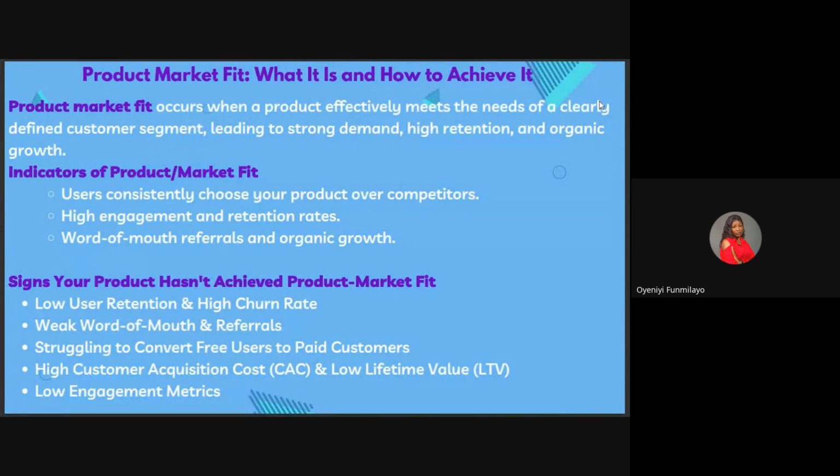Then low engagement metrics. Maybe they have the app on their phone and they're not even using it. I'm sure we have some apps like that on our phones. Me, if I notice that I downloaded an app and I'm not using it consistently, I'll just uninstall it because I don't want that app dragging my phone space.